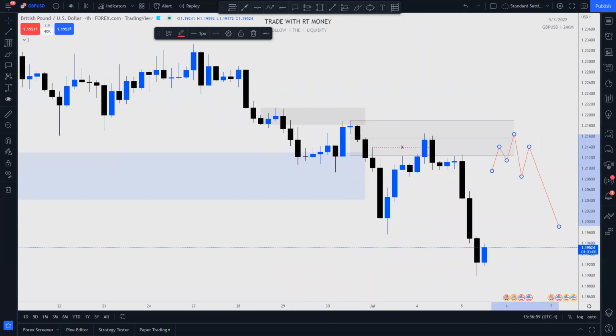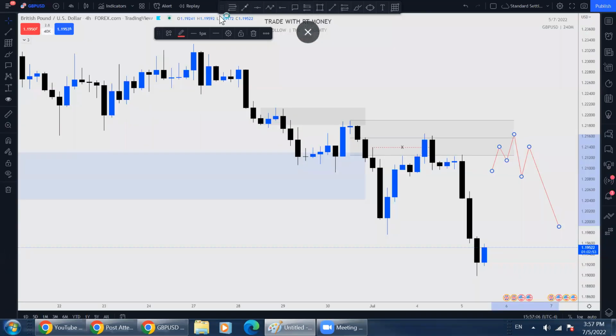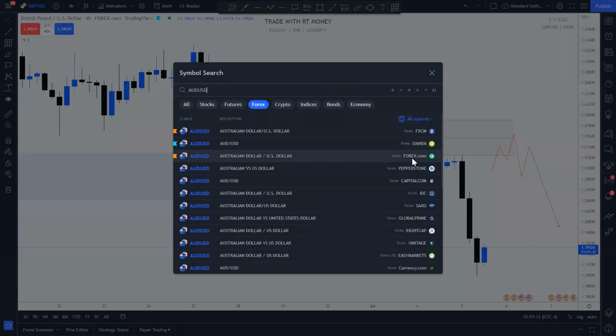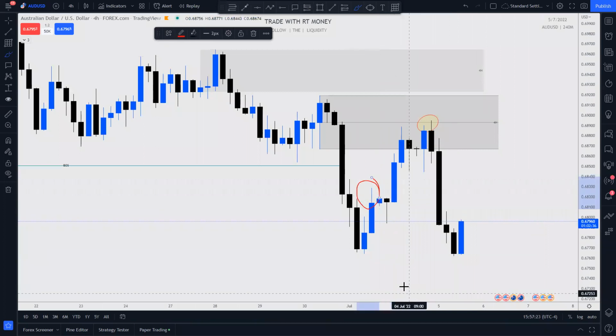Let's move on. Aussie USD. Let's see. Oh, Aussie. This thing never works when I need it to. Let's find the Sunday candle. That's not it. Here we go, right here. This is the Sunday candle.